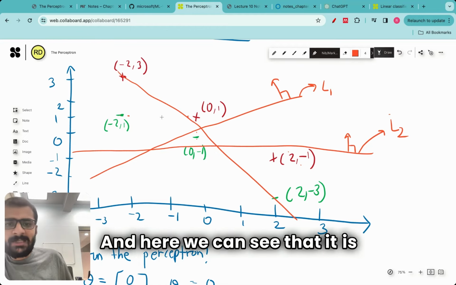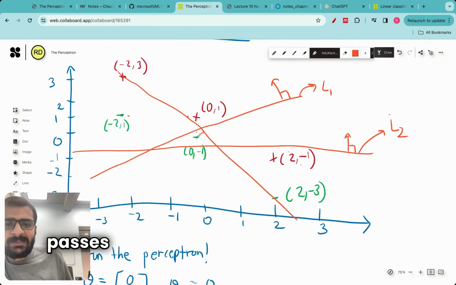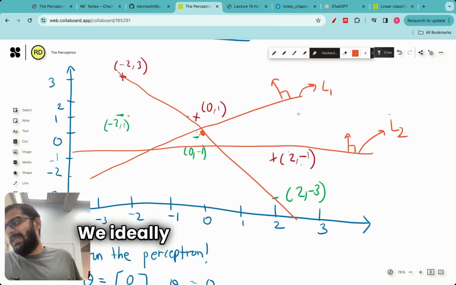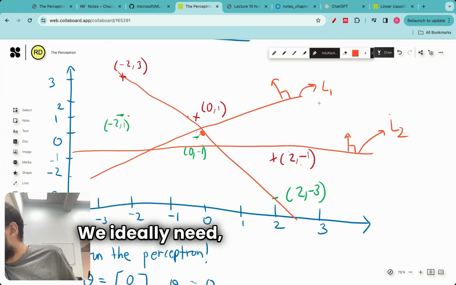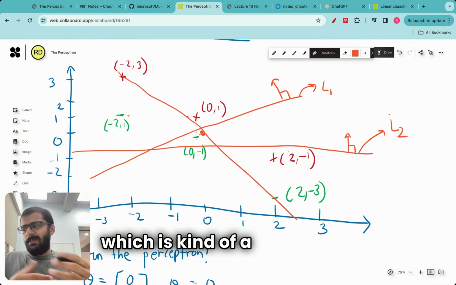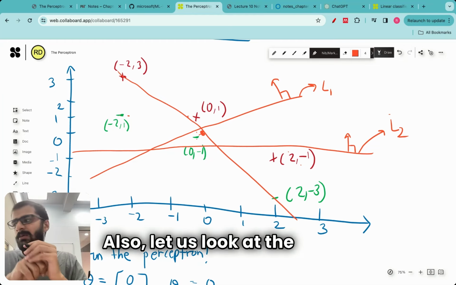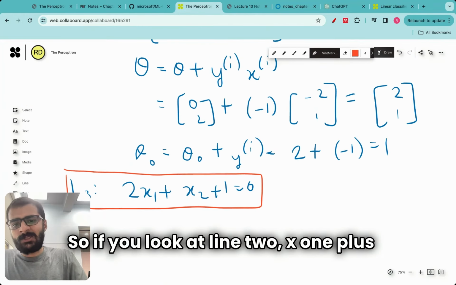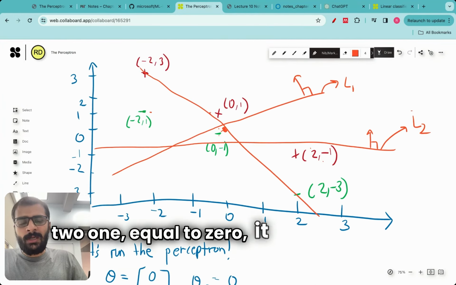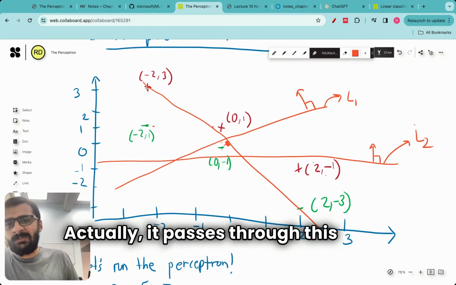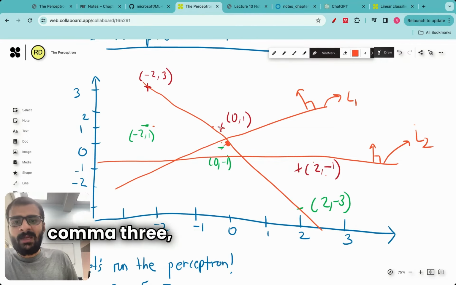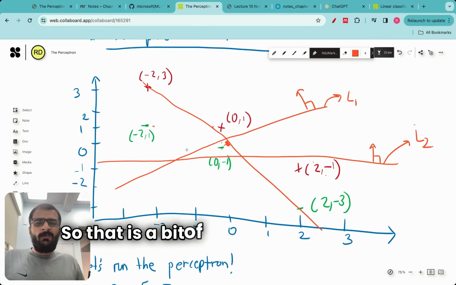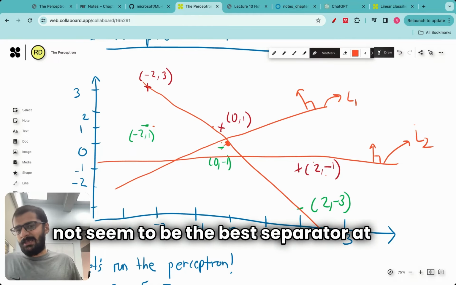And here we can see that it is now getting a bit better, but it actually passes through 0 comma minus 1. So that's not the best thing, right? We ideally need a separator which is a bit more distinct. Also, let us look at the points on which this line makes mistakes. If we look at the line 2x1 plus x2 plus 1 equal to 0, it passes through 2 points. It passes through this point which is minus 2 comma 3, and it also passes through the point 0 comma minus 1. So that is a bit of a problem because it does not seem to be the best separator at the moment.